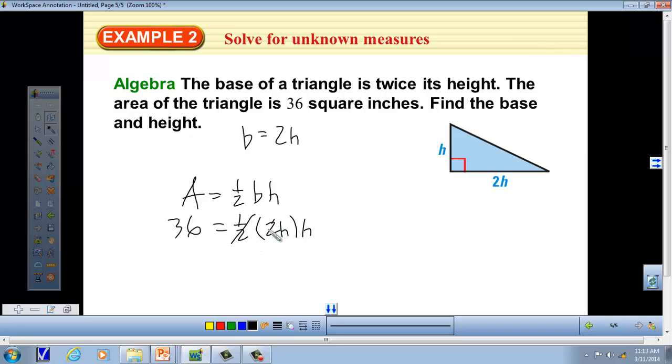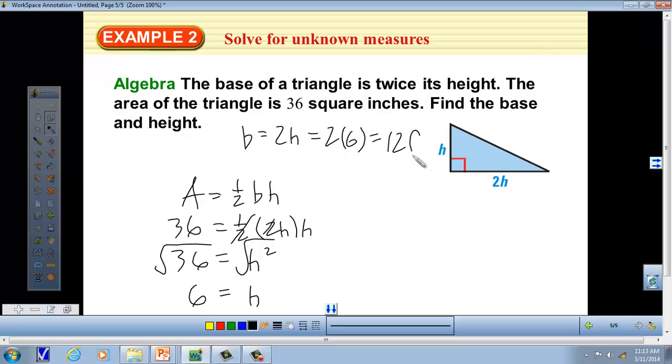So the 1/2 and the 2 cancel here. We end up with 36 equals h squared. If we square root both sides, this is h equals plus or minus 6, but the minus 6 won't make sense in this case. So our height is 6. Our base would be 2 times the height, so 2 times 6, or 12. So this is 12 inches, and this is 6 inches.